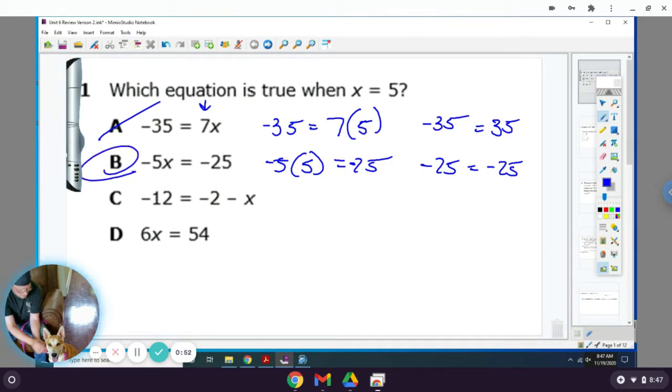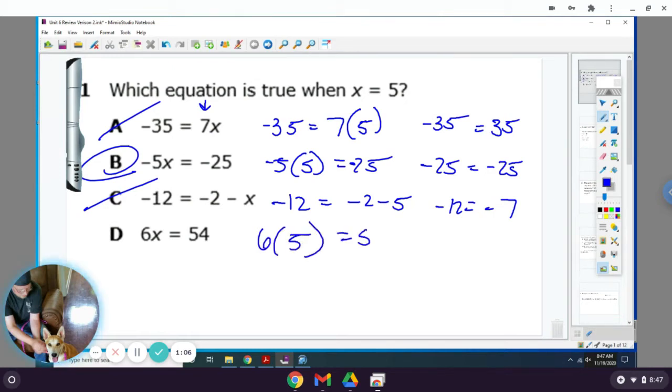So disprove the other ones. This one's negative 2 is equal to negative 2 minus 5. Well, negative 2 minus 5 is negative 7. Does negative 12 equal negative 7? No. And the last one is 6 times 5 equals 54. Well, 6 times 5 is 30. Does 30 equal 54? No. So number 1 is B.